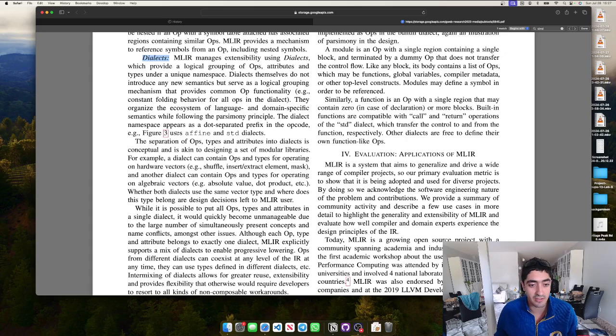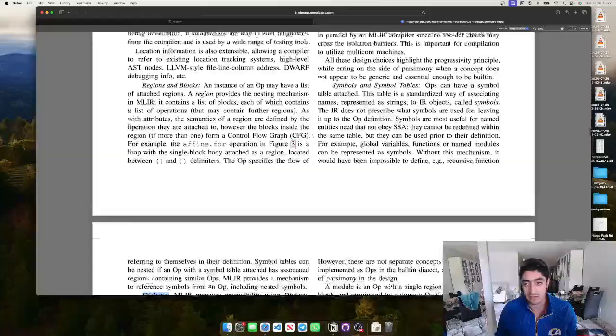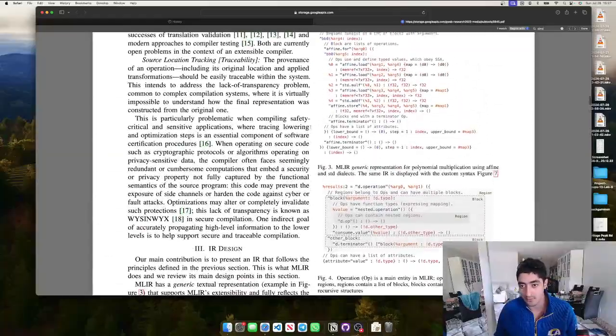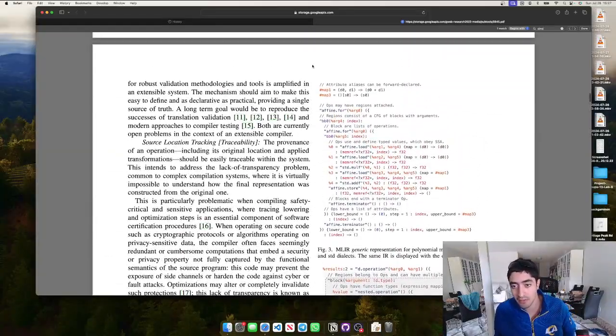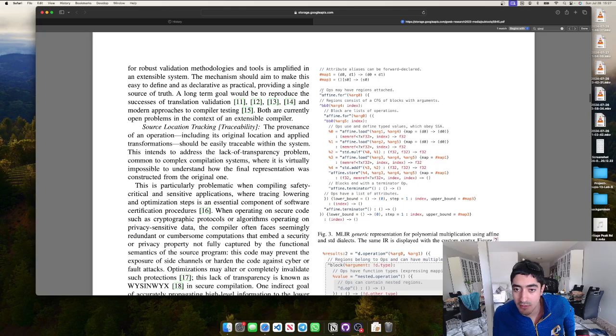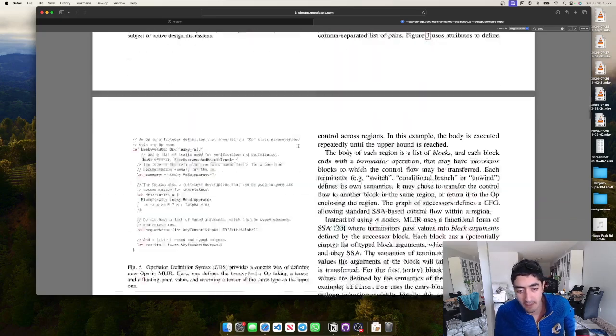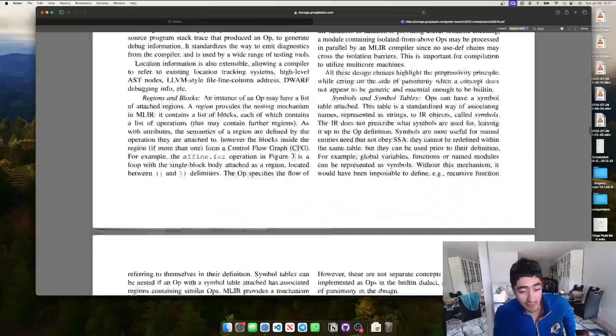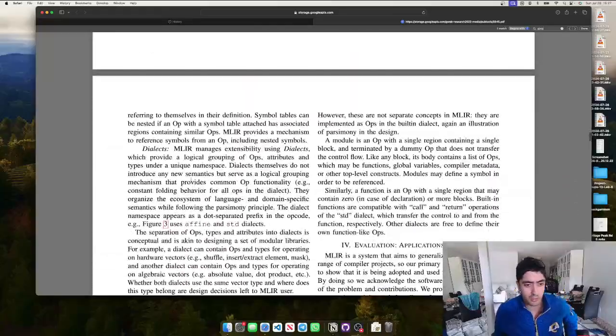Figure 3 uses affine and STD dialects. This is figure 3. So affine and STD, these are the dialects. These are the namespaces in dialects, if I'm not wrong. No, these are the dialects.